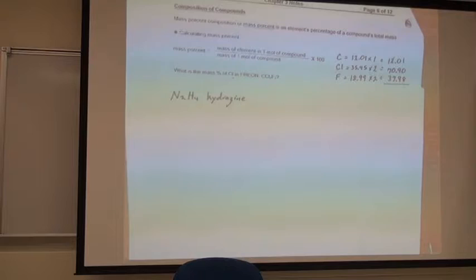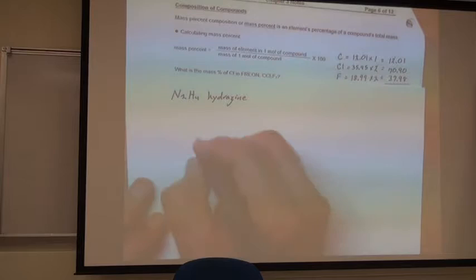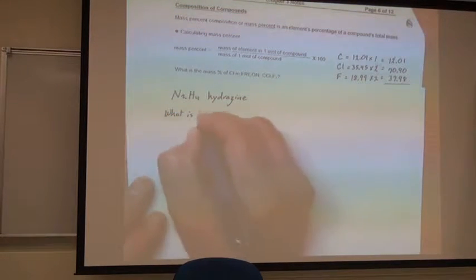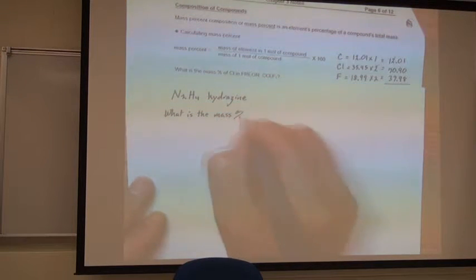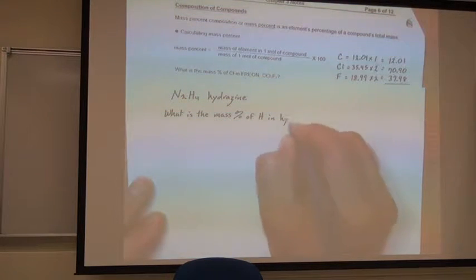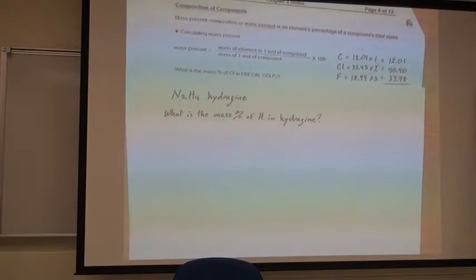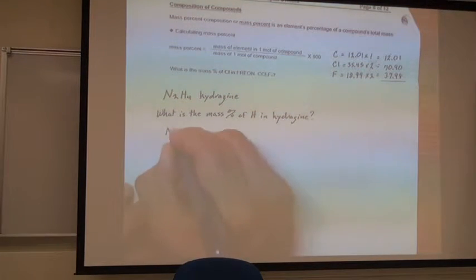Is the hydrazine. Okay, there's the rocket fuel. Okay, what's the mass percent of hydrogen in hydrazine? What's the mass percent? Okay, so how are we going to do this? Well, there is nitrogen and there is hydrogen, right? So you look at the periodic table.